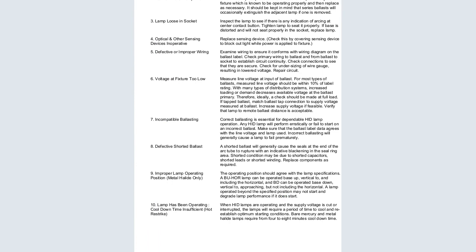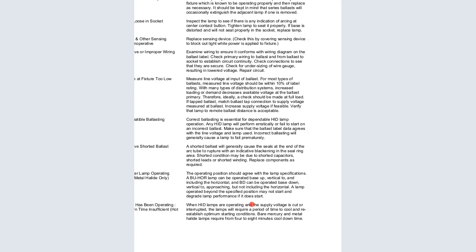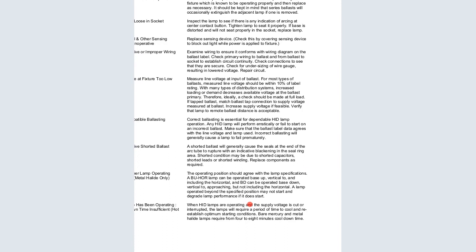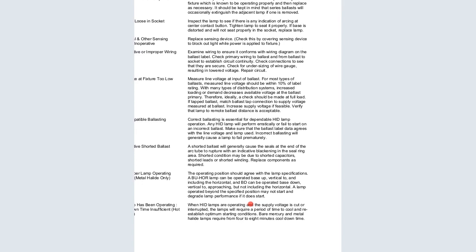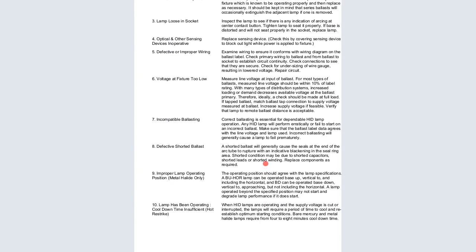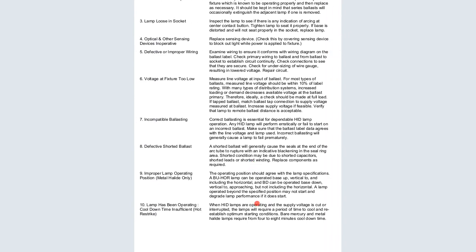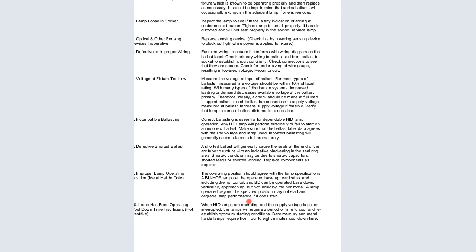Maybe you realize that we have a defective shorted ballast. So what do you do? A shorted ballast will generally cause the seals at the end of the arc tube to rupture, with an indicative blackening in the seal ring area. The shorted condition may be due to shorted capacitors, shorted leads, or shorted winding. Replace components as required.